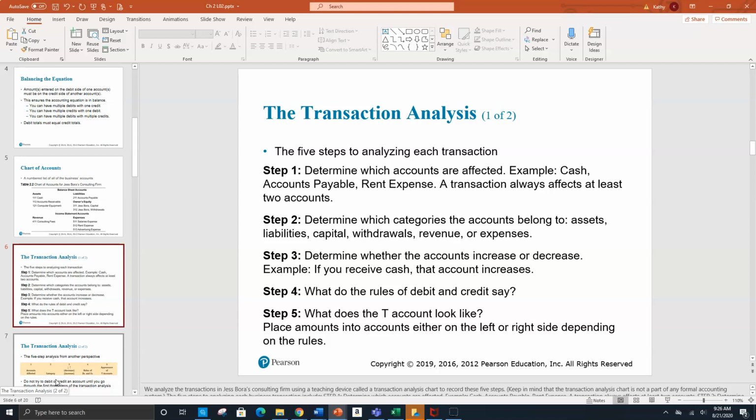And then step 4, I probably stepped ahead a little. What do the rules of debits and credits say? And then step 5, what does the T account look like? Place the amounts into accounts either on the left side or the right side, depending on the rules.